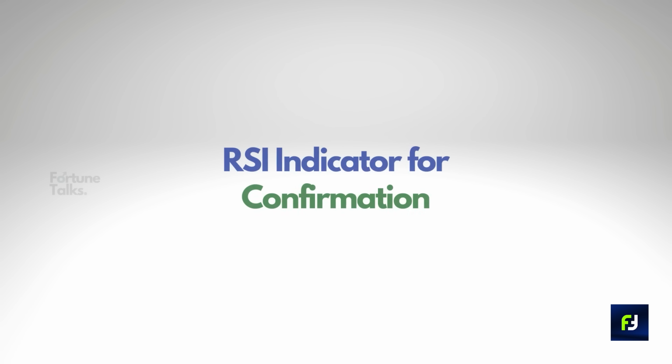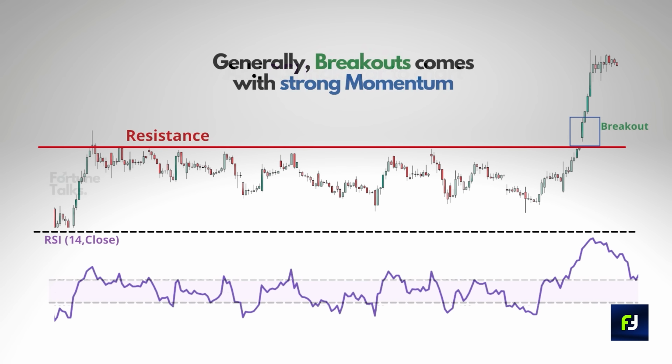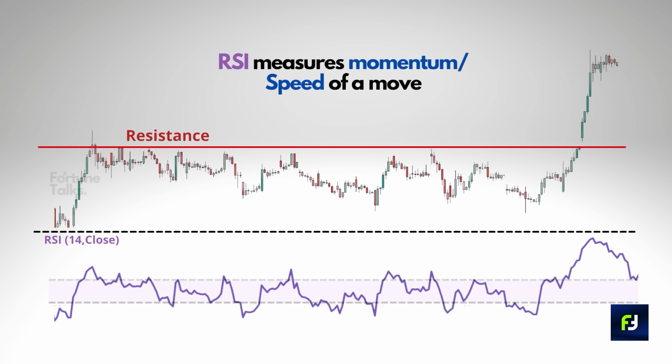Now we will look at a faster way to get a breakout confirmation using an indicator, which will give us an immediate yes or no confirmation as to whether we can rely on this breakout or not. So we have to add the RSI indicator or the relative strength index indicator in our chart. So when we are looking for a breakout, we are expecting the breakout to come with a degree of momentum, and we will use the RSI indicator to find that momentum. So basically RSI is a momentum indicator and it measures the speed of a move. So if the speed is increasing, the momentum will be building or increasing.